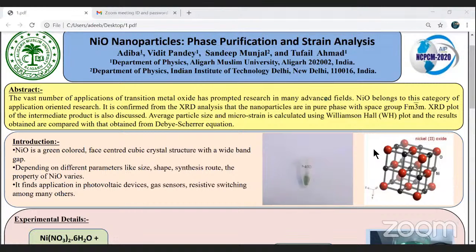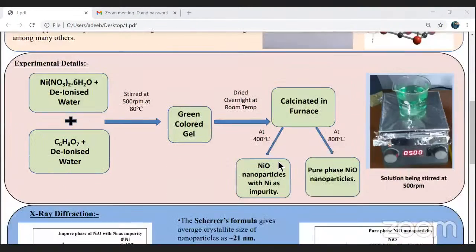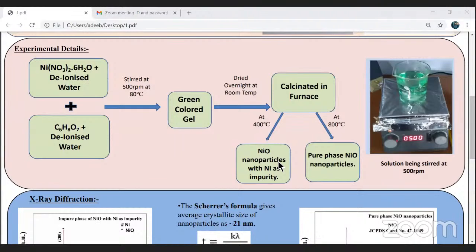Nickel oxide can have different properties also depending on their synthesis route. We have different synthesis routes available for nickel oxide preparation. What we have used here is the Sol-Gel method. It is a cost-effective method, and from the previously available literature, we have concluded that it provides better crystallinity. Therefore, we have used this method.